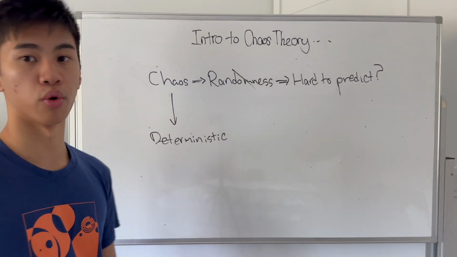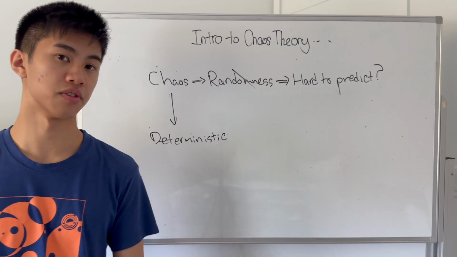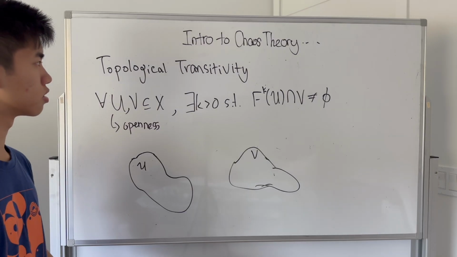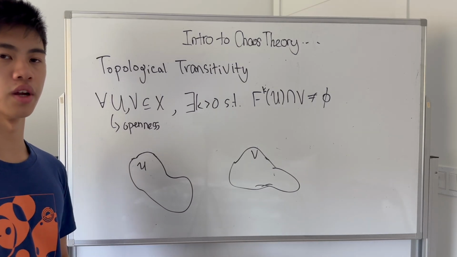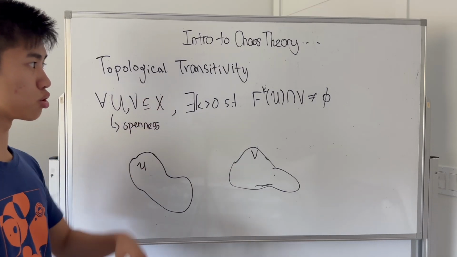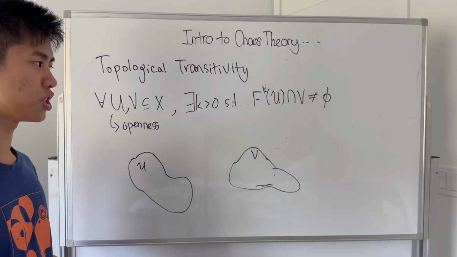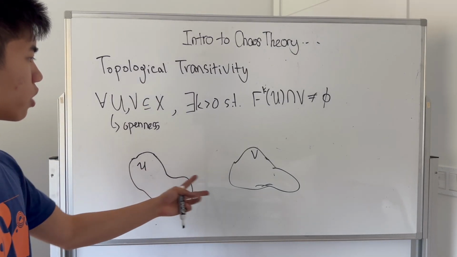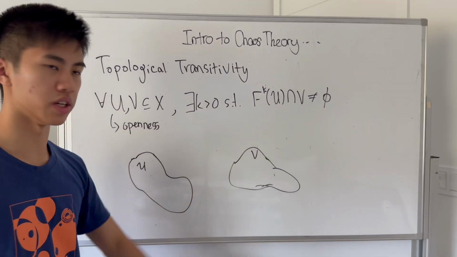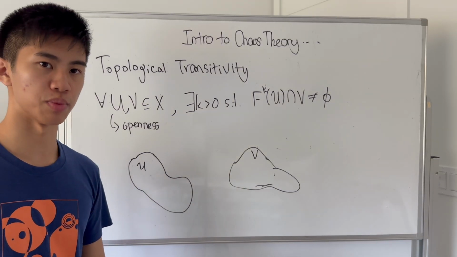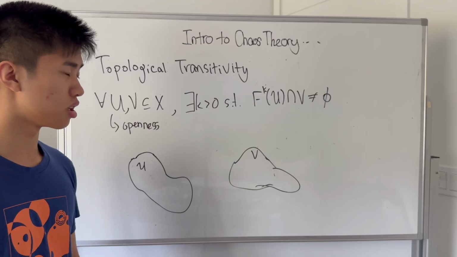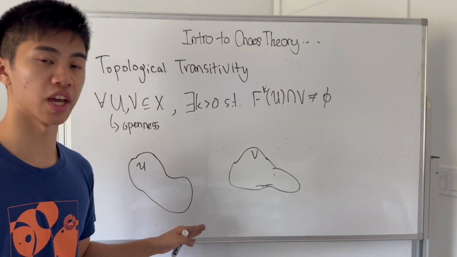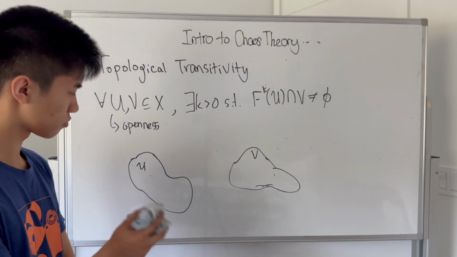Okay, anyways, back to the boring topological transitivity stuff. The second condition for chaos is topological transitivity. And actually, this definition is quite short, so I won't leave much content out. Suppose that you have two sets of points, u and v. You can think of them as blobs in space. And suppose the equations governing the motion of these blobs in space are a chaotic dynamical system.